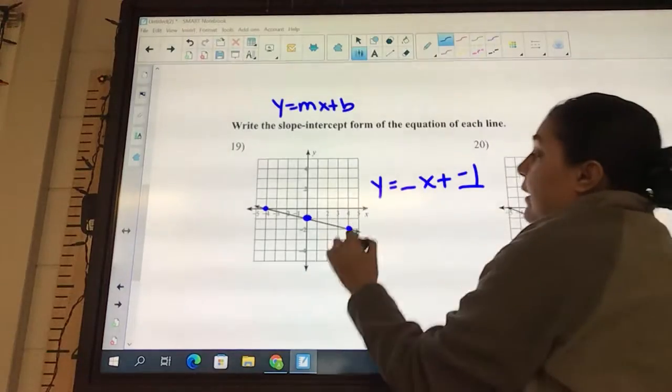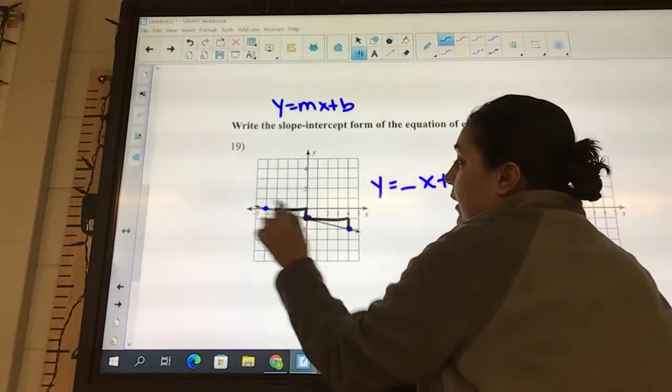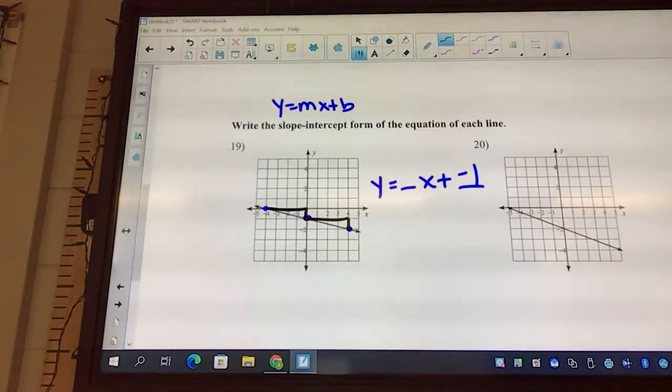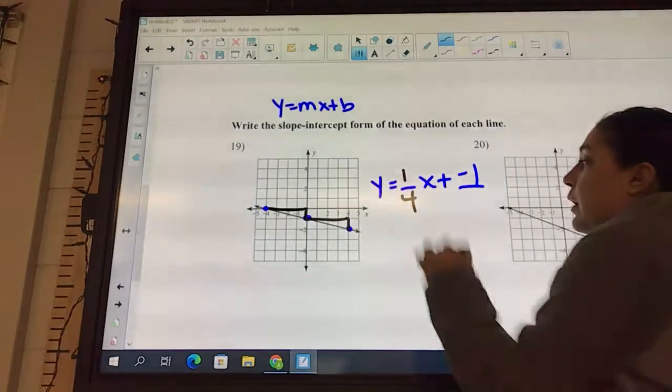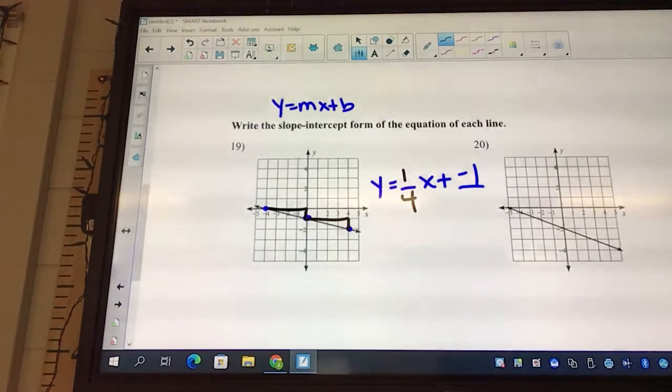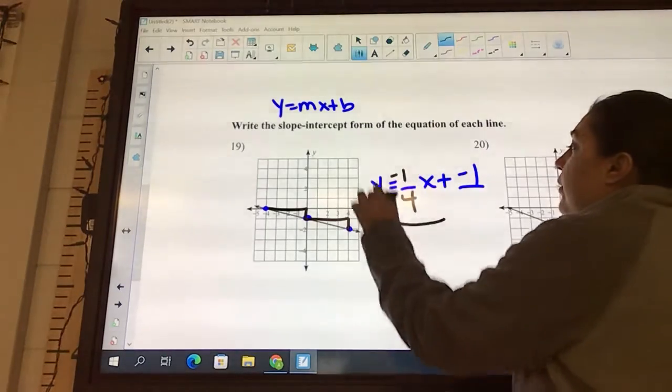Okay, but remember, I cannot count from here up to this one. I got to count like this or like this. So we're going to go up 1 and over 4. Is this a positive or negative line? Should be negative.